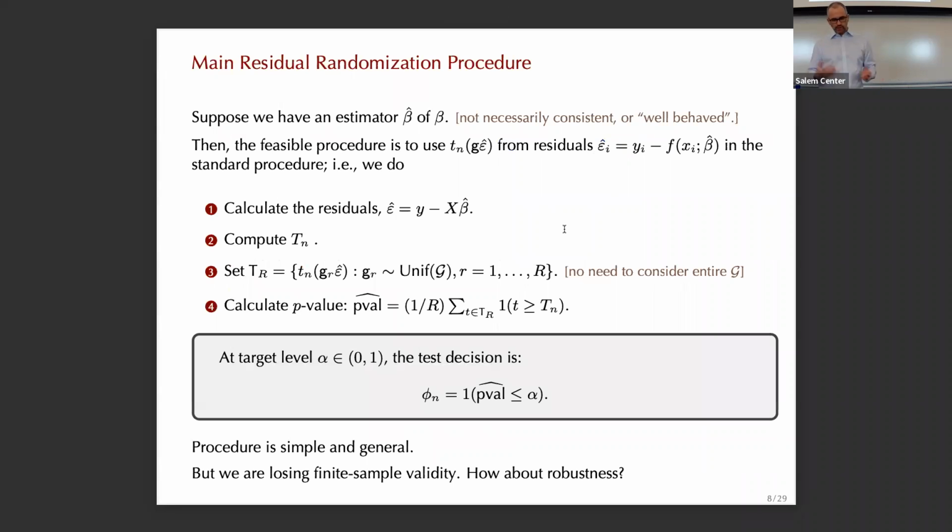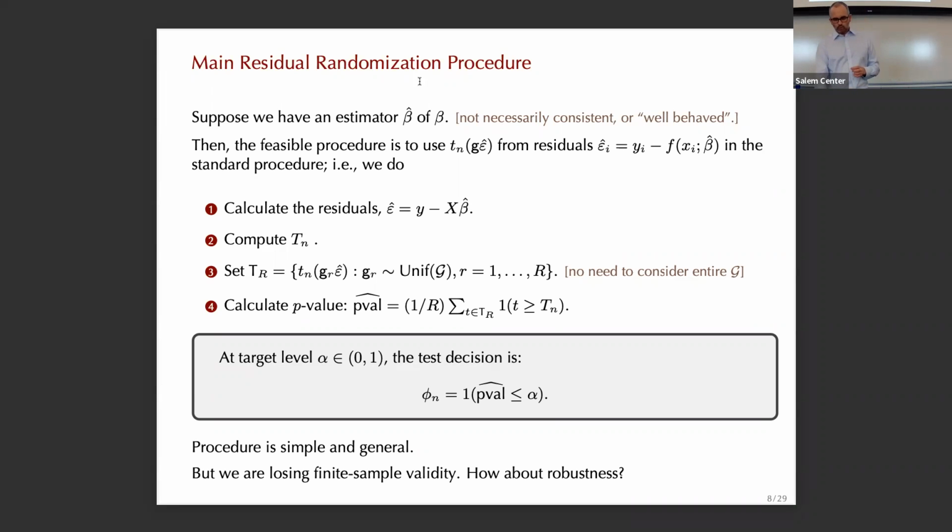So here's a procedure, and this is the main residual randomization procedure. Methodologically, that's the main contribution here, the main proposal. It's extremely simple, as you're going to see. Additionally, what I need is just an estimator of my unknown parameters. However, I don't insist that this estimator is consistent. I don't even want it to be normal. I just want some kind of estimator of my beta. And the better this estimator is, the better the procedure is going to be. But I don't require any assumption on my estimator.